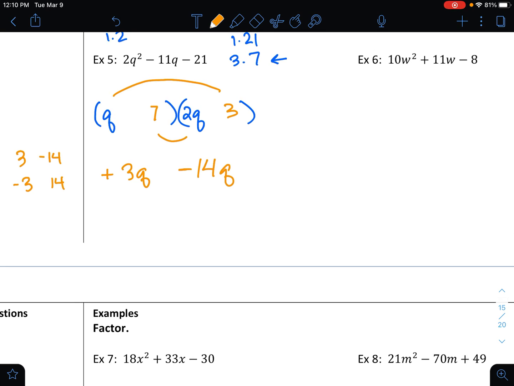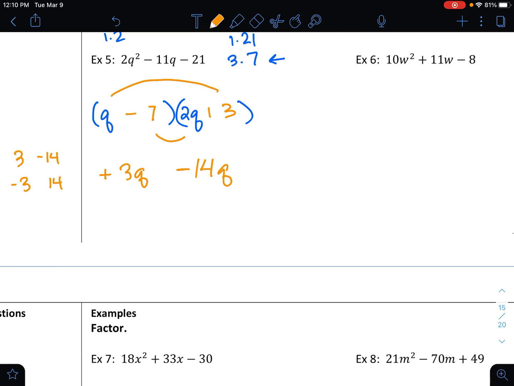So I am going to put the negative on the 7, the positive on the 3, and then I always check. I need a negative 21 as my last term. So negative 7 times 3 is negative 21. All right, so there we go. That is our factored answer.